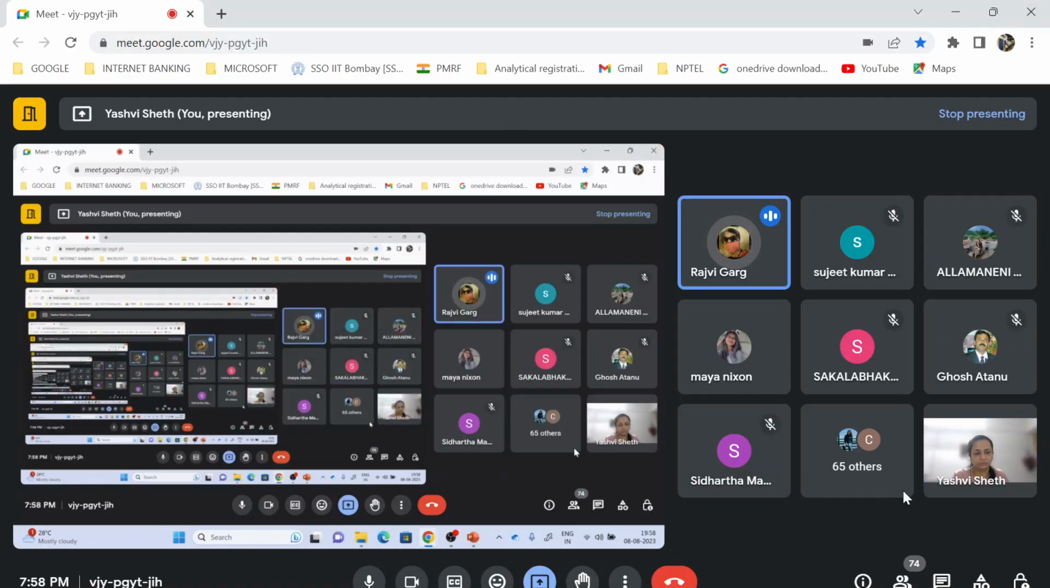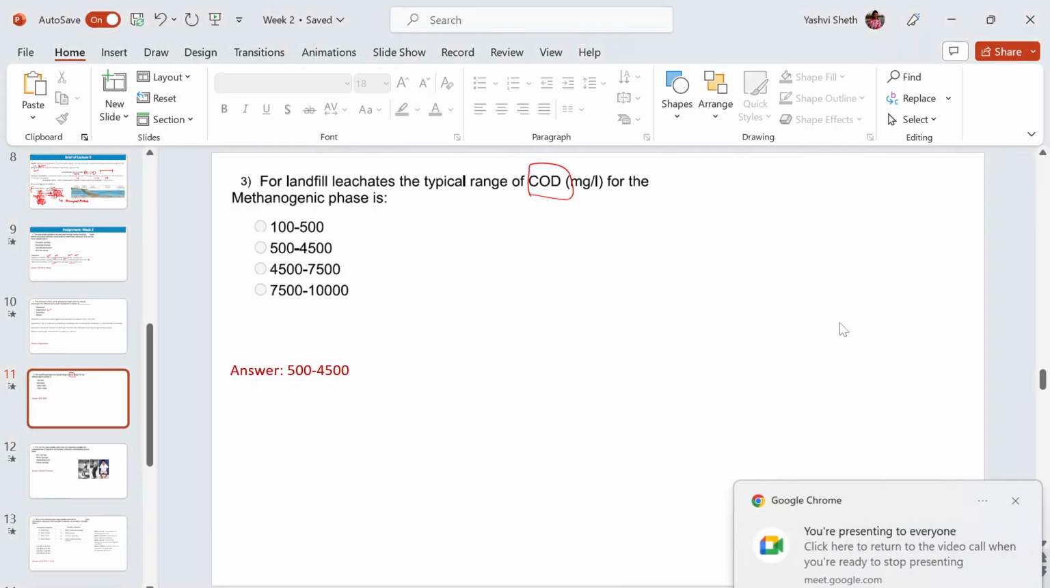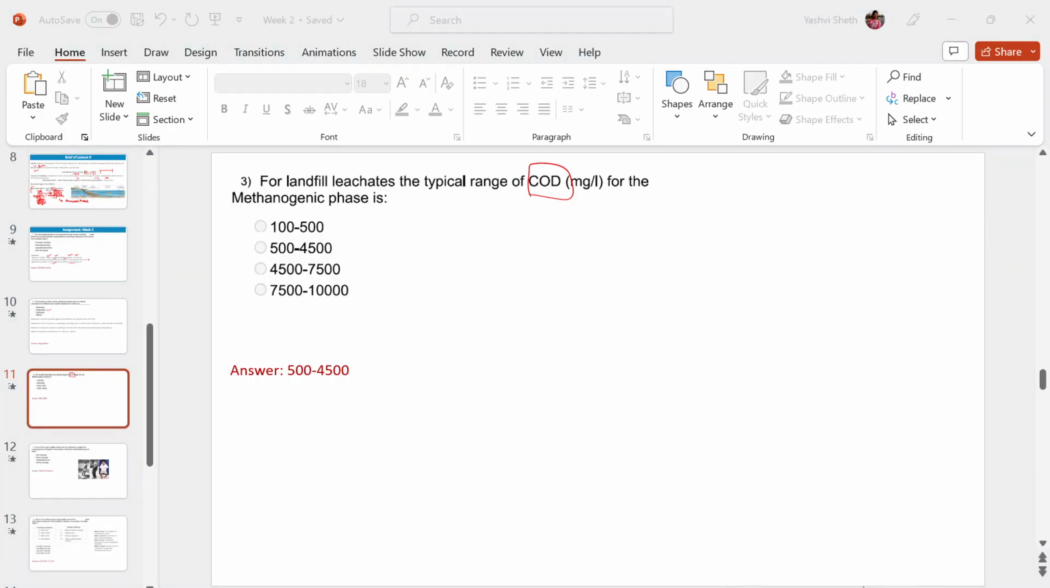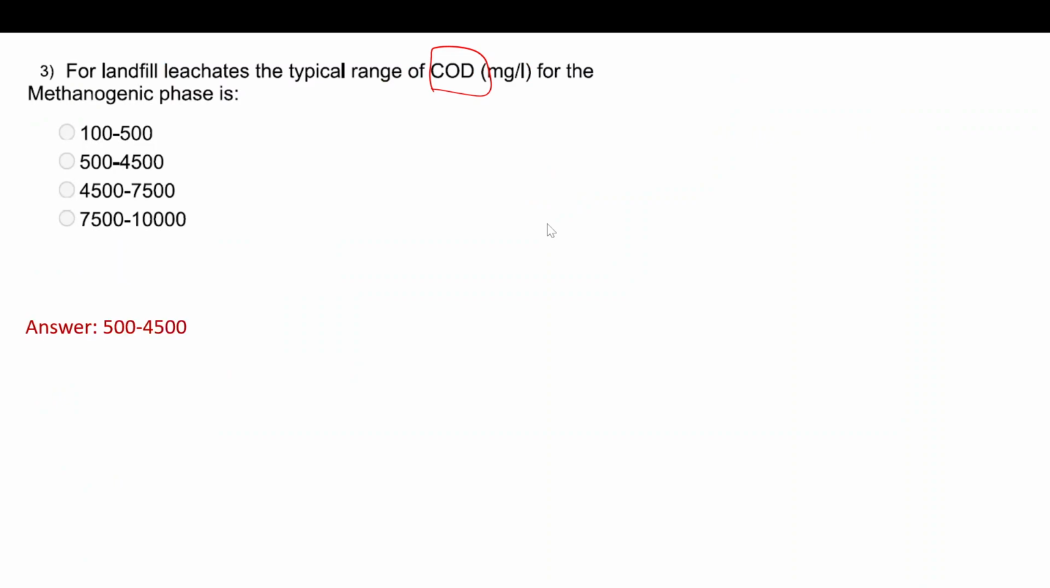BOD is biological oxygen demand. And COD, I guess, chemical oxygen demand. Yeah, you are very correct. So BOD is biological oxygen demand. As I have mentioned, there will be organics present in water.